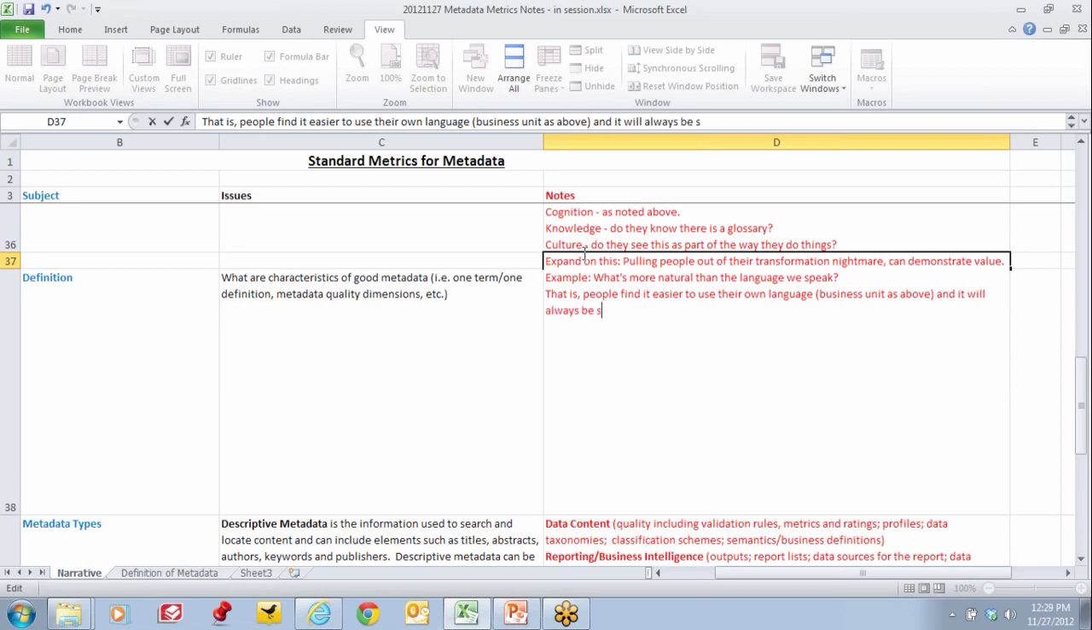Right. So pulling people out of their reconciliation nightmare would be one way of demonstrating value. Yes. Yeah, because the translation is reconciliation. Yeah, I agree. It's the reconciliation and transformation processes that become the bad data tax that we all pay, right, but that no one tracks. Right. Well, it's so embedded in how we work. What's more natural than talking, right?